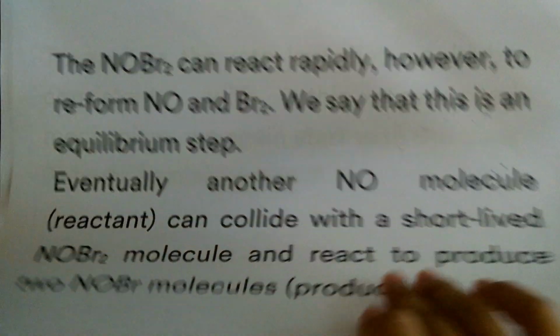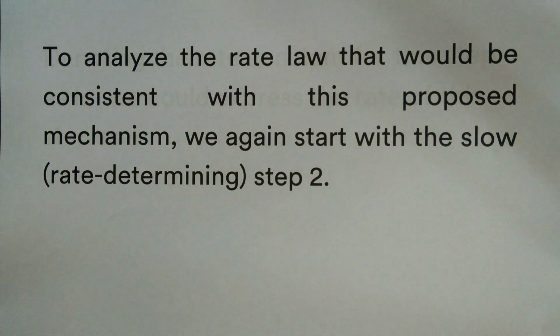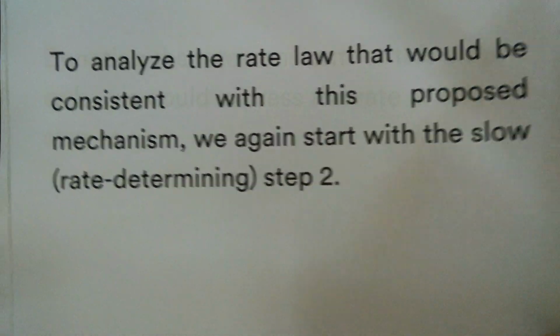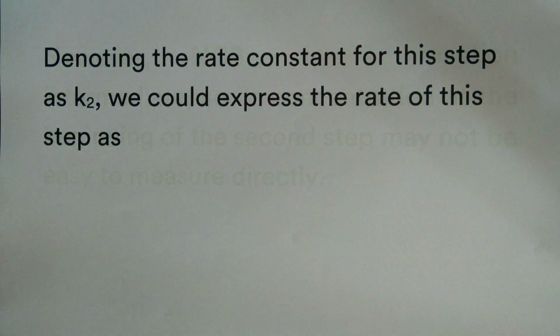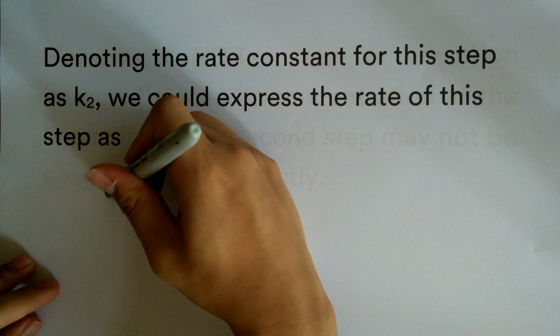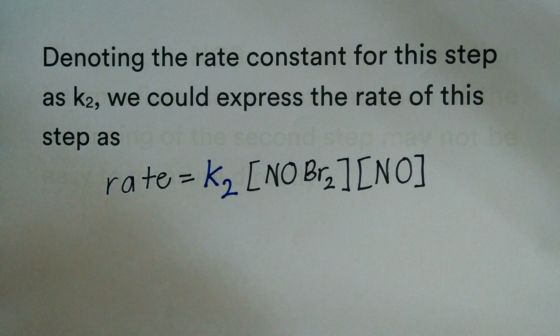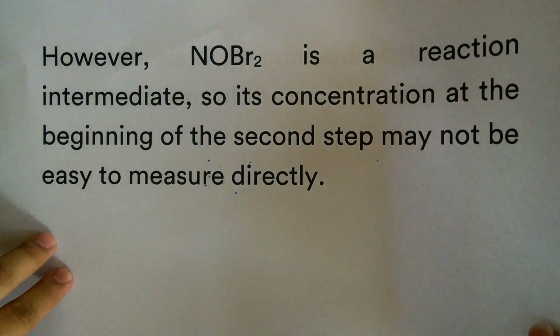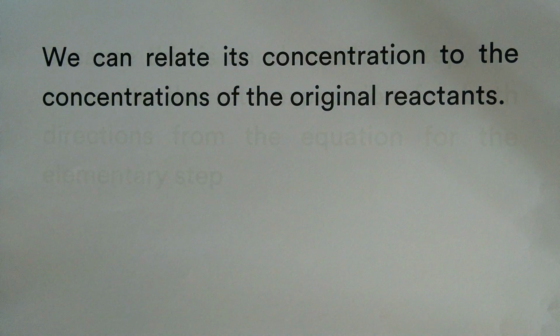To analyze the rate law that would be consistent with this proposed mechanism, we again start with the slow rate determining step 2. Estimating the rate constant for this step as k2, we could express the rate of this step as follows. However, NOBr2 is a reaction intermediate, so its concentration at the beginning of the second step may not be easy to measure directly. We can relate its concentration to the concentrations of the original reactants.